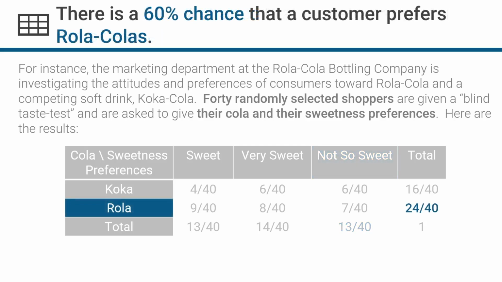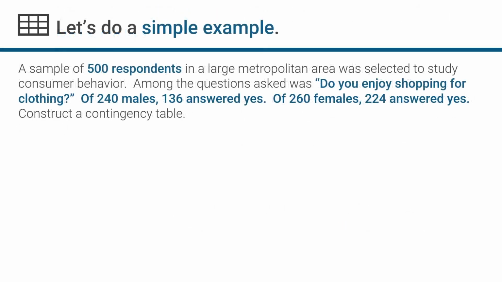Let's try something that we can solve. A sample of 500 respondents in a large metropolitan area was selected to study consumer behavior. So, we have a total of 500 respondents. Among them that were asked, do you enjoy shopping for clothing? Of a total of 240 males, 136 answered yes, and of 260 females, 224 answered yes. Okay, so let's try to map it out.